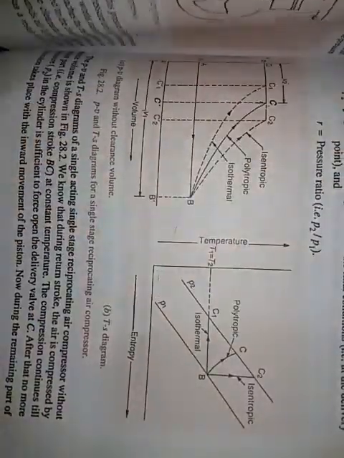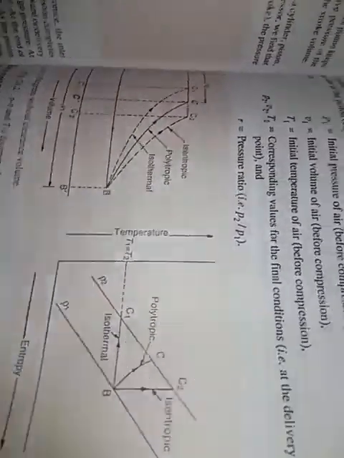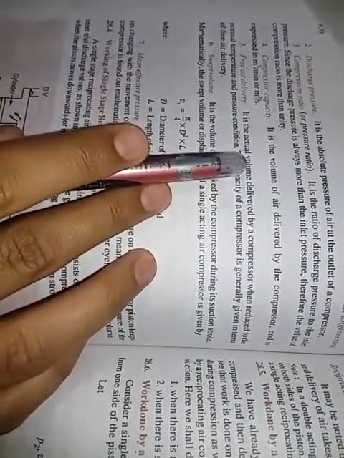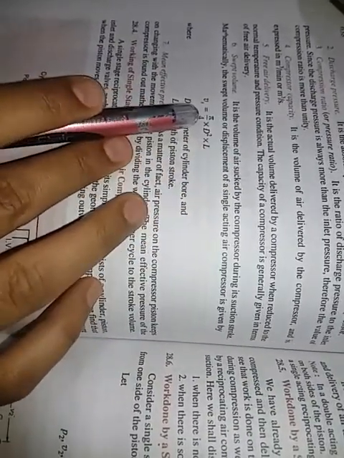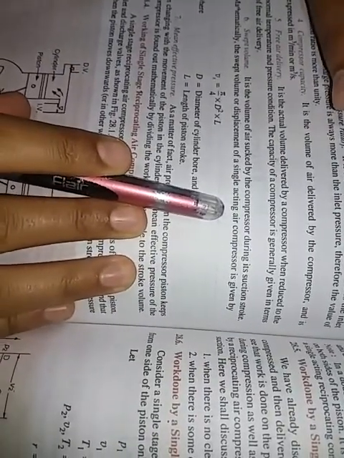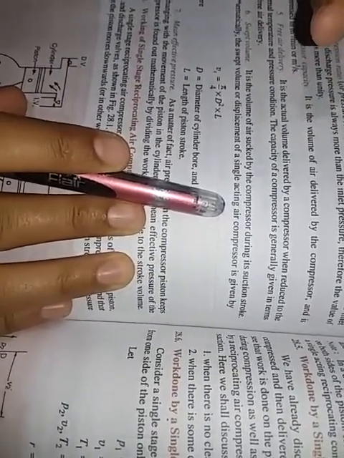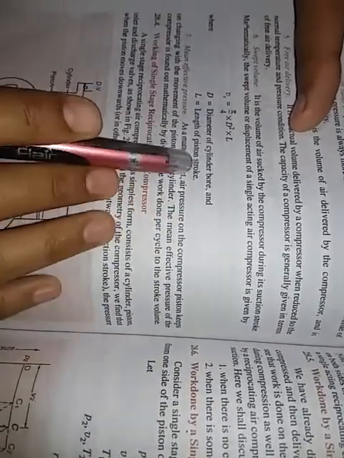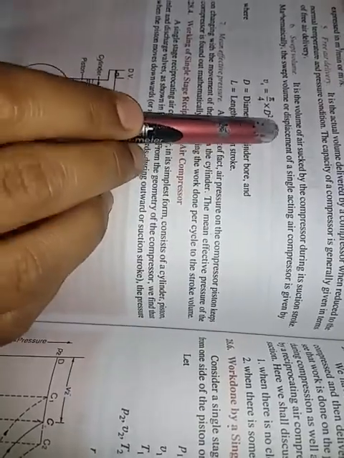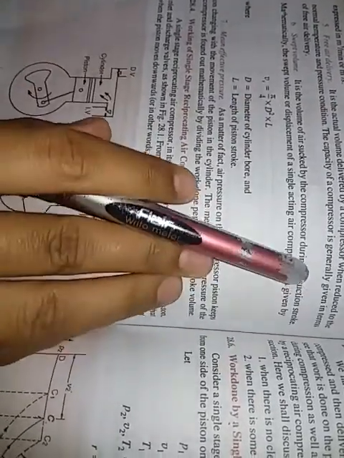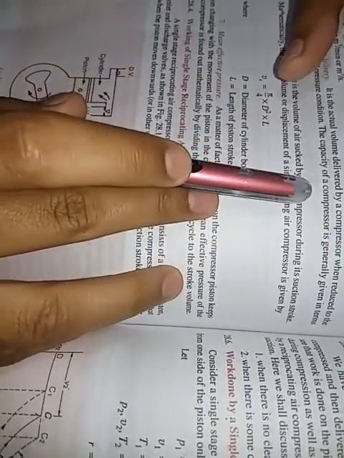Now after inlet and discharge pressure, there are different terminologies like compressor capacity. What is compressor capacity? The volume of air that is delivered by the compressor is known as compressor capacity. It is expressed in meter cube per second. Now what is swept volume? The volume of air sucked into the compressor during the suction stroke is swept volume. Mathematically it is given as pi by 4 d square into L, where d is the diameter of the cylinder and L is the length of the stroke. That is swept volume. These are the few technical terms which you need to know.